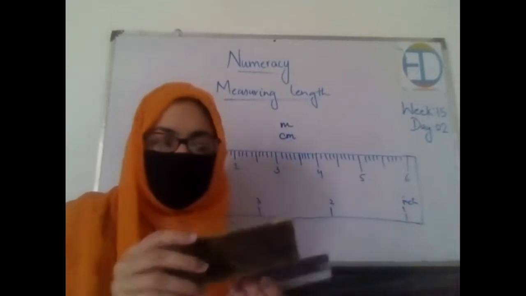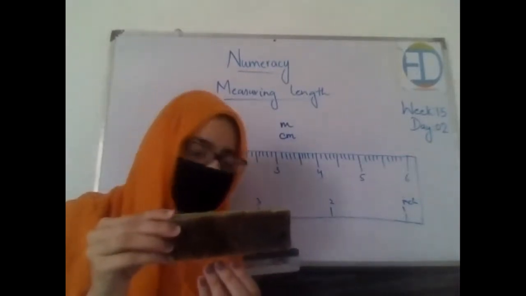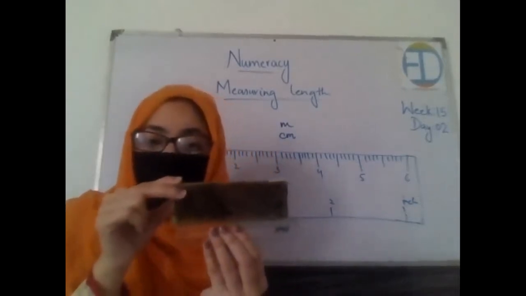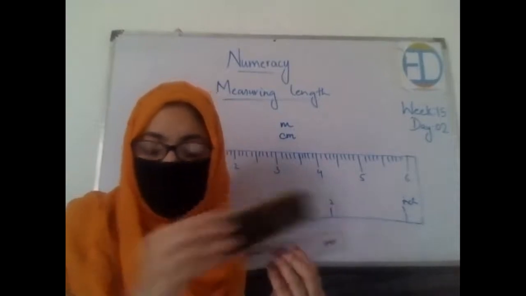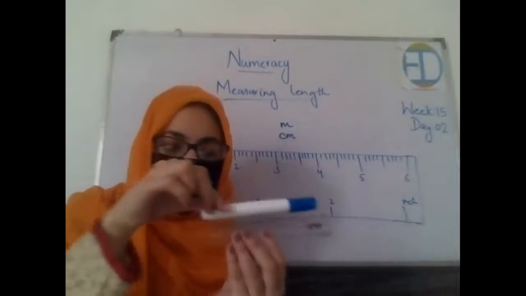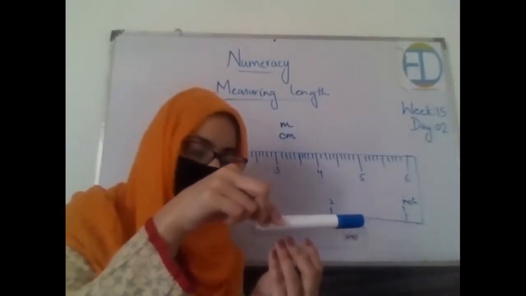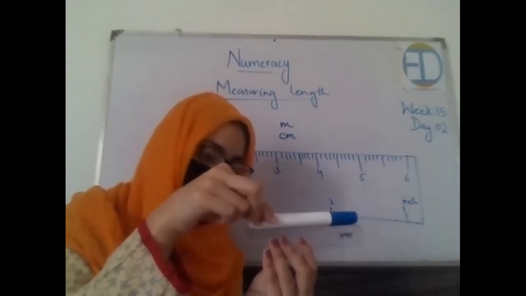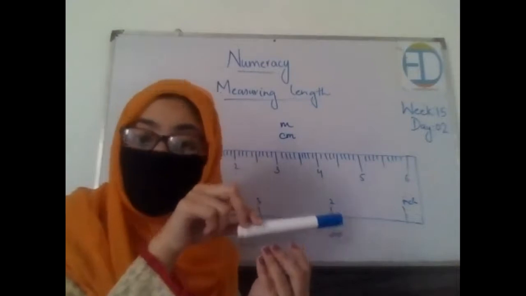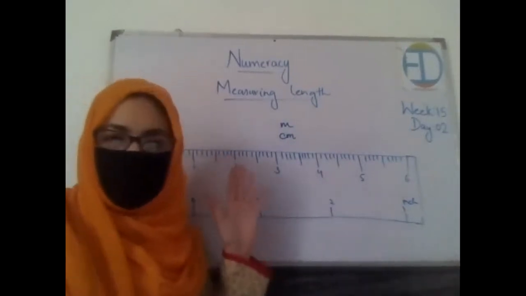Similarly, if I measure the length of this duster, I'll be starting from 0, and it says that this duster is 14.1 centimeter long, right? Similarly, if I want to measure the length of this marker, I'll put it like this above it, starting from the 0 point. So this ruler says that this marker is 14.2 centimeter.